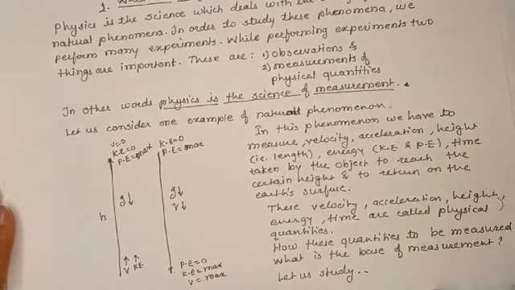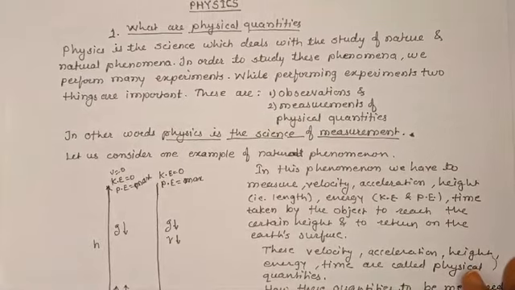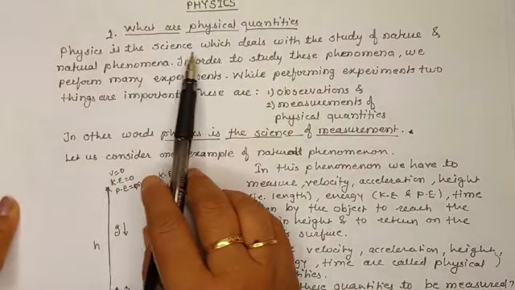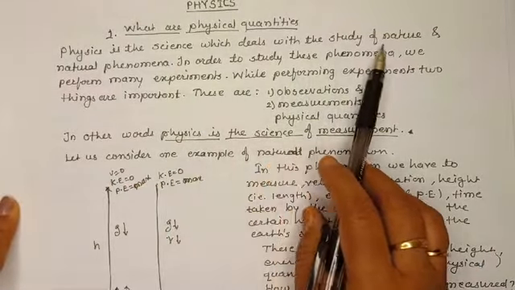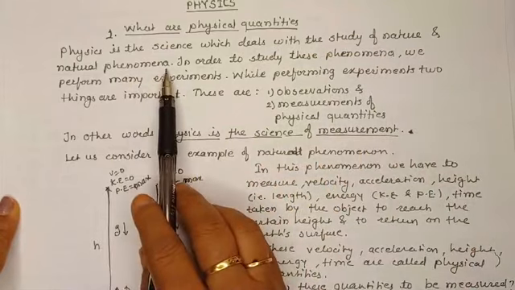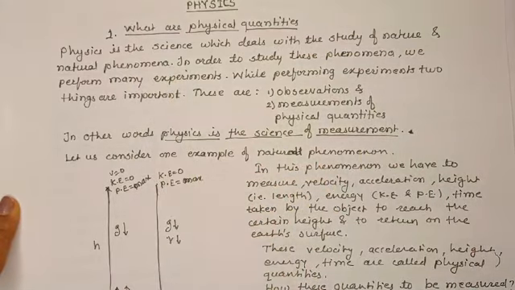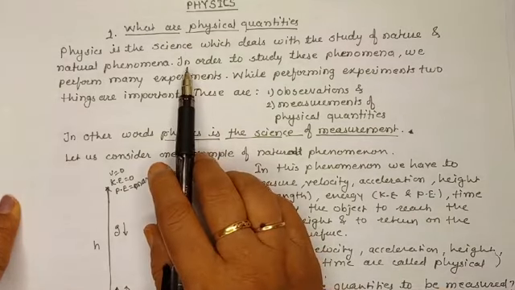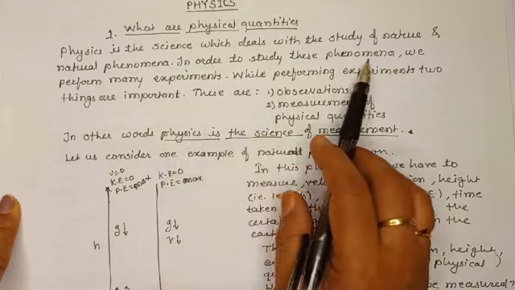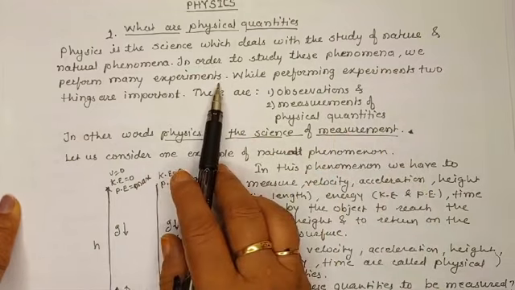First, we are going to study what are physical quantities. Physics is the science which deals with the study of nature and natural phenomena. For example, Earth rotates about its own axis. Also, it revolves around the sun. Moon revolves around the earth. Such examples we are going to study in physics, in the concept of gravitational field. In order to study these phenomena, we perform many experiments.